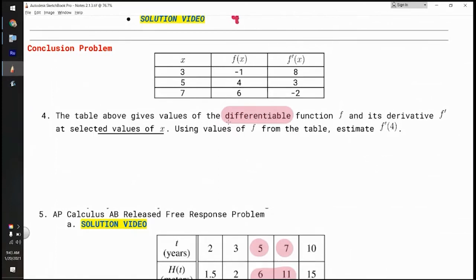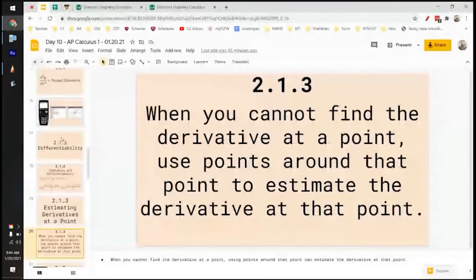It says estimate f prime of 4. Again, you would just use 3 and 5 for that one. It is a trick. You're not supposed to use this column at all. You can't just say it's between 8 and 3 for f prime of 4. You do have to use the 3 and the 5. Any questions on that? So it'll be 5 over 2 again. Super basic, super easy.